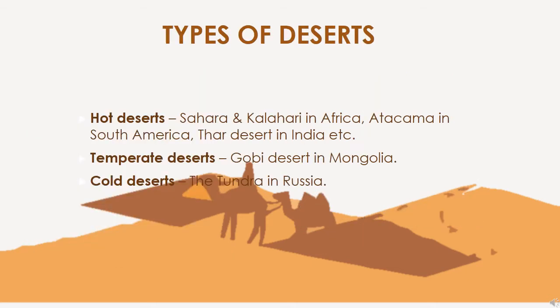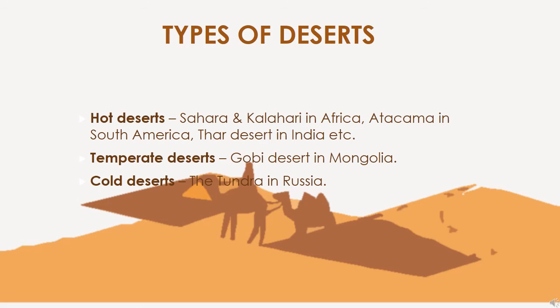Let us understand types of deserts. There are basically three types of deserts: hot deserts, temperate deserts, and cold deserts. We saw previously a few examples of hot deserts, out of which there were Sahara and Kalahari Desert in Africa, Atacama in South America, Thar Desert in India, etc. We studied about the hot deserts.